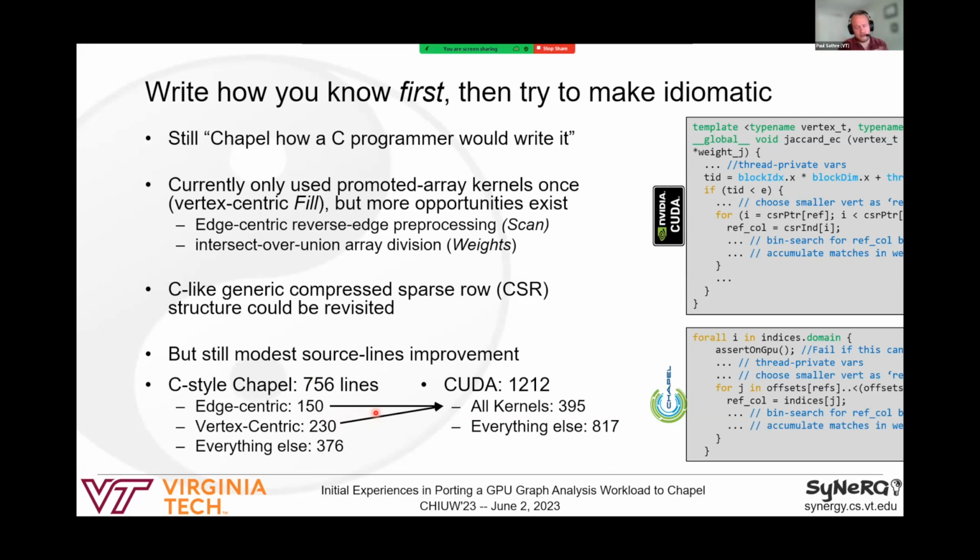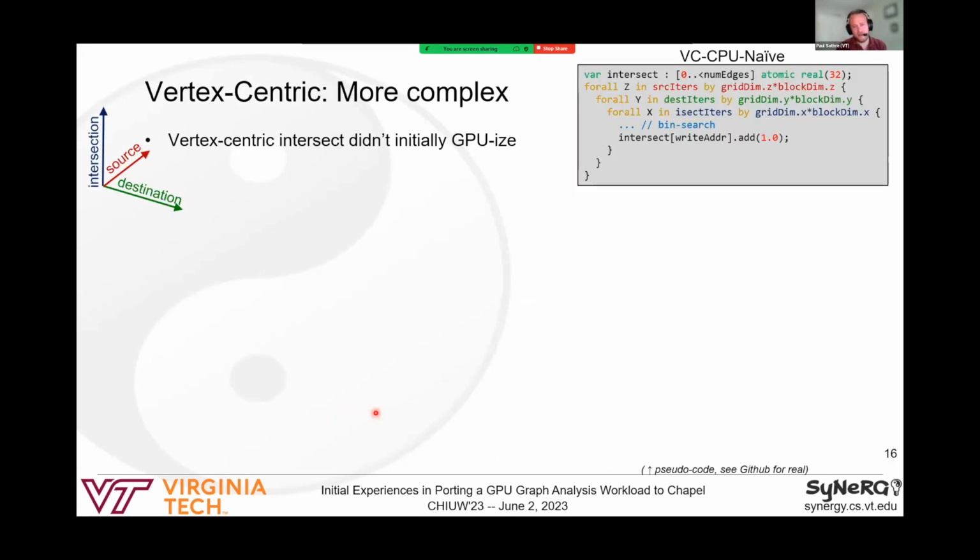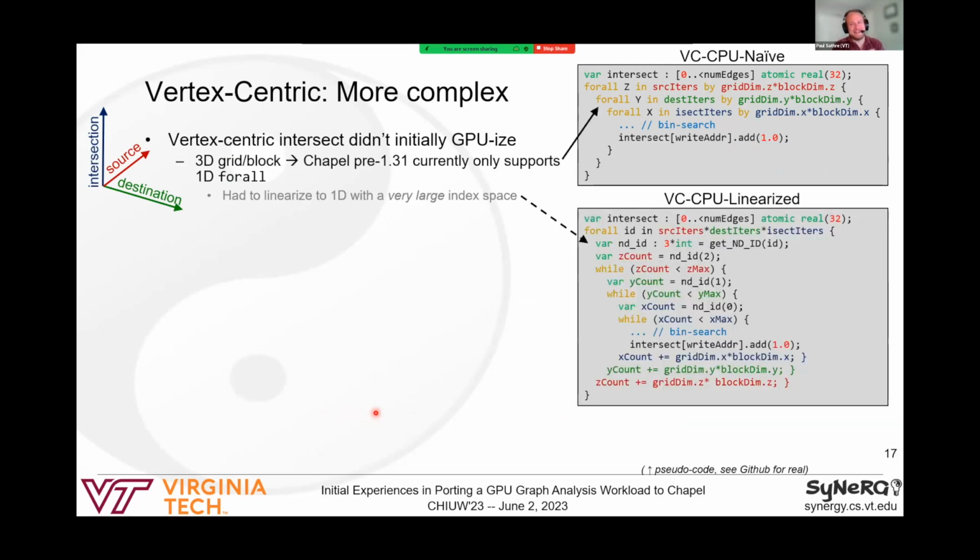But it wasn't all sunshine and cupcakes. Porting that 3D vertex-centric code was more complicated. When we submitted this talk, it actually wasn't working on the GPU yet, but with some help from Engin and Andy at HPE, we got it working. So it didn't initially GPUize. The way we were trying to do the 3D decomposition, it didn't want to run that on the GPU. So we ended up linearizing it and then logically creating a 3D index space. That wasn't too bad to do.